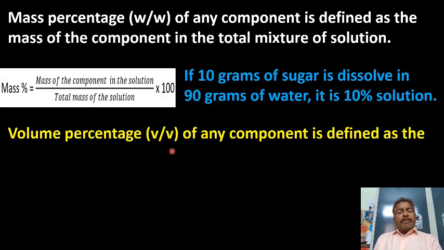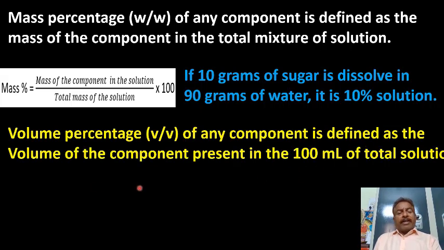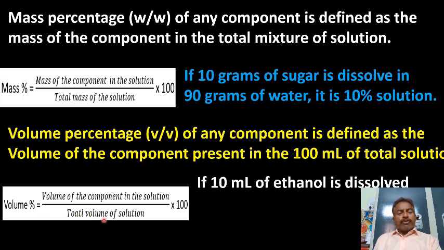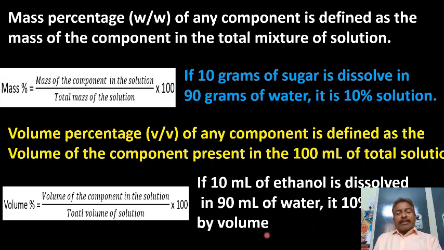Volume percentage, V by V, of any component is defined as the volume of the component present in 100 ml of total solution. Therefore, volume percentage equals volume of the component in the solution by total volume of the solution into 100. Similarly, just like in the above example, if 10 ml of ethanol is dissolved in 90 ml of water, it is a 10% ethanol solution by volume.